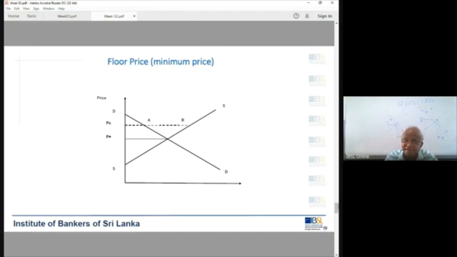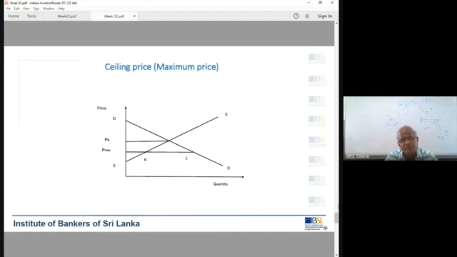You say it won't work. There will be a disincentive effect on the suppliers. Why should you produce? Why should you sell, right? Why should you produce paddy? Or another consumer good, why should we sell this item? There is no incentive. At the market-determined price, they are happy.